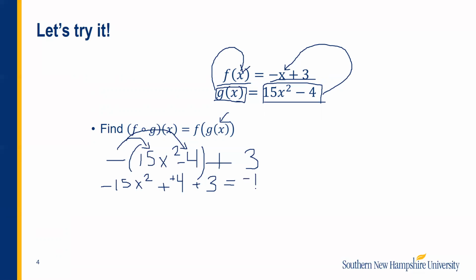And so this would be negative 15x squared, and we can combine like terms. The 4 and the 3 are both numbers that do not have a variable next to them, so they can be combined. So 4 and 3 is 7. Negative 15x squared plus 7 is our final answer for this composite function.